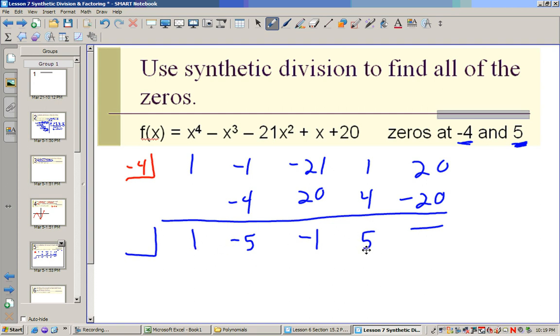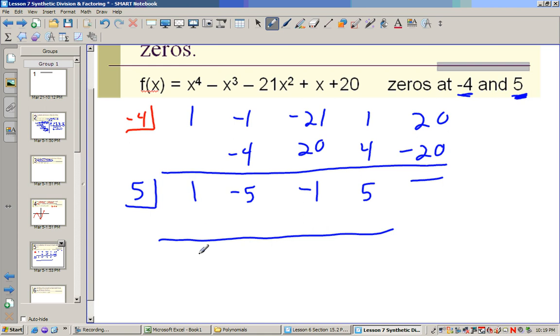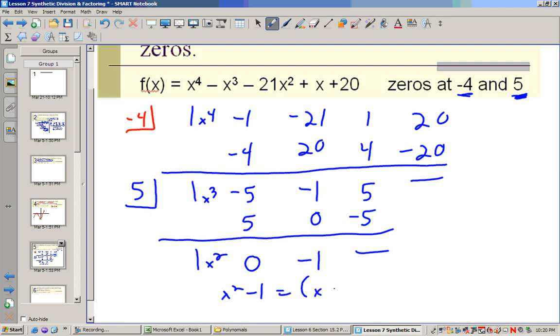So from the answer that I got from my first problem, I need to see if I can get another 5 out of that. So we'll do synthetic division with what is left over. So that'd be 1, 5, 0, 0, negative 1, negative 5. And now that cancels out. So if this is x to the fourth, this became x to the third. Now this is x squared. So I have x squared minus 1. Can I factor x squared minus 1? Hopefully you're saying yes. That's x plus 1, x minus 1.